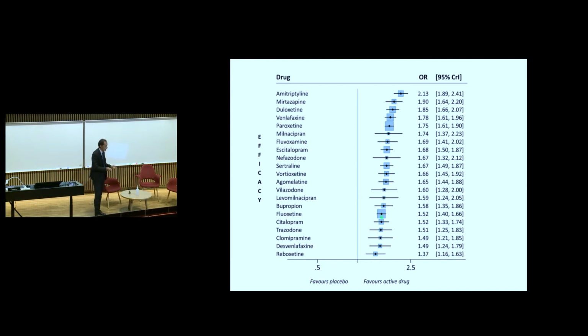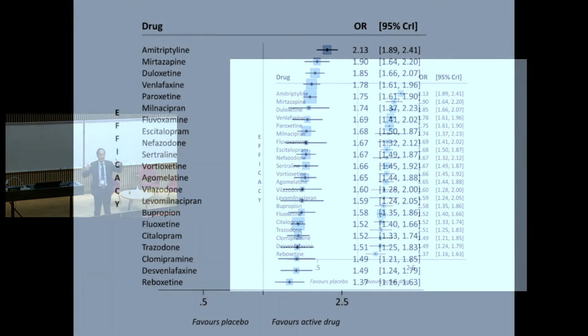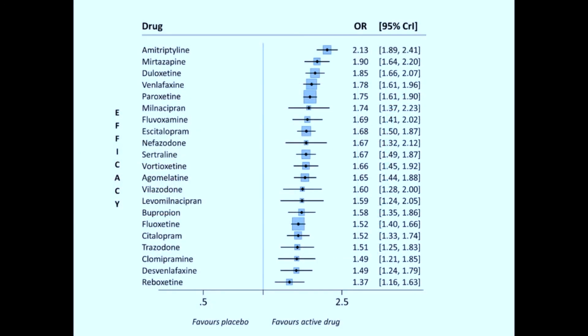The second is, if you look at the top, amitriptyline, and the one at the bottom, reboxetine, the confidence intervals do not overlap. The highest for reboxetine is 163, the lowest for amitriptyline is 189. So because of what we said before, these are material differences between antidepressants. So it looks like antidepressants are different. They're all better than placebo in terms of efficacy, but they are different.